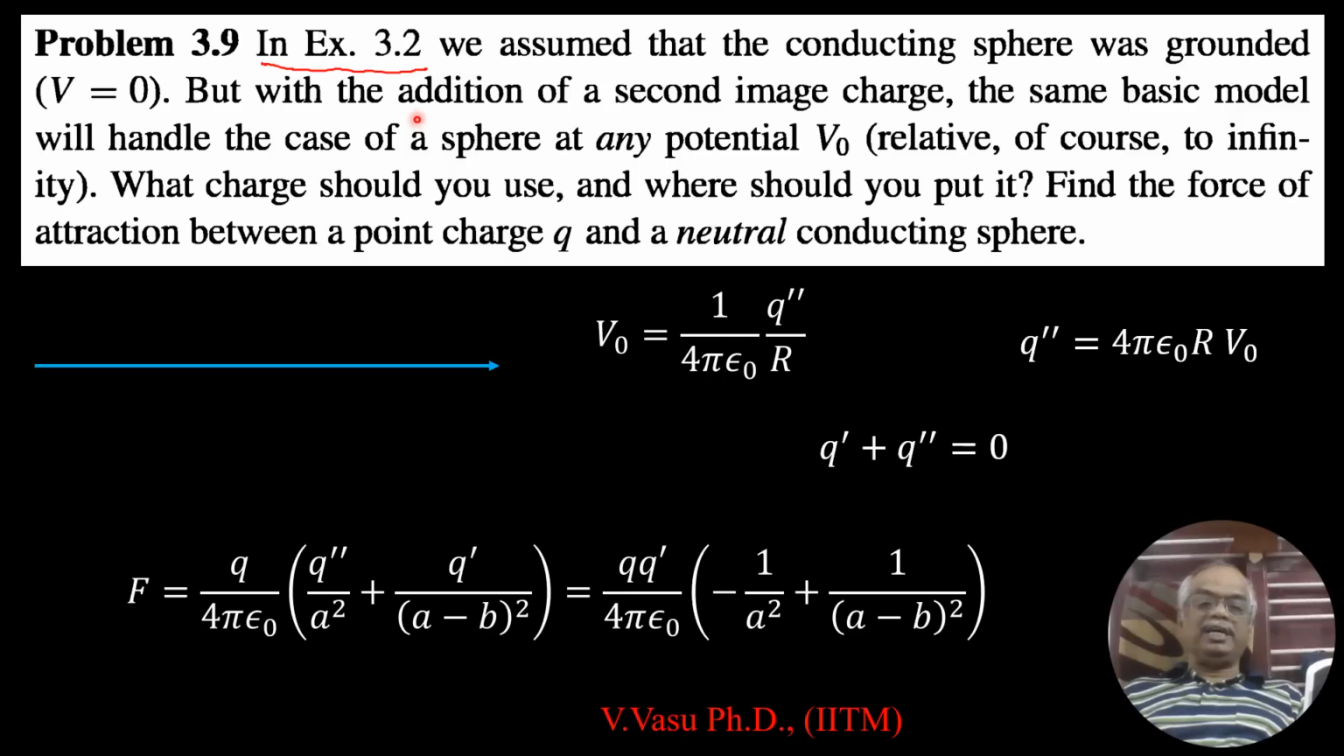But with the addition of a second image charge, the same basic model will handle the case of a sphere of any potential V naught, relative, of course, to infinity. What charge should you use and where should you put it? Find the force of attraction between the point charge Q and the neutral conducting sphere.